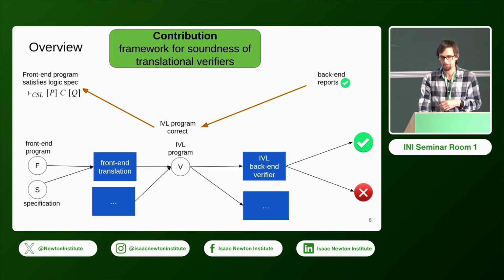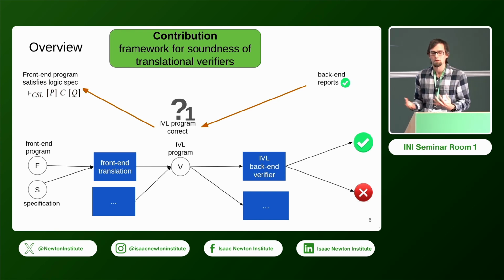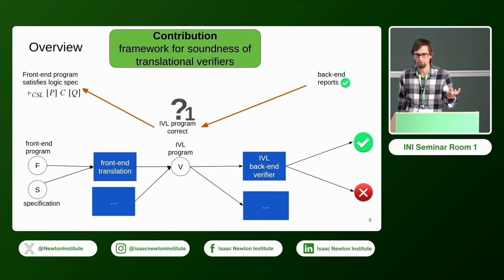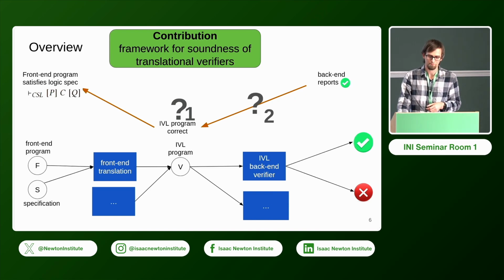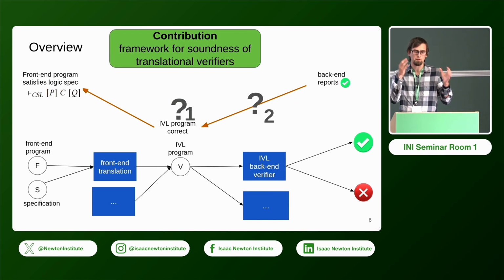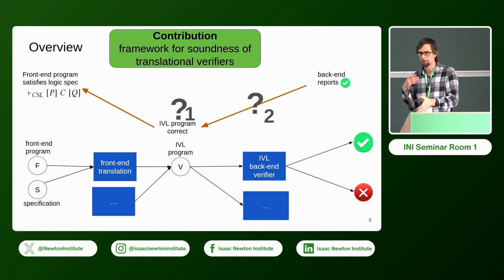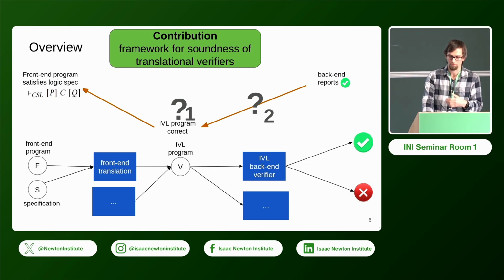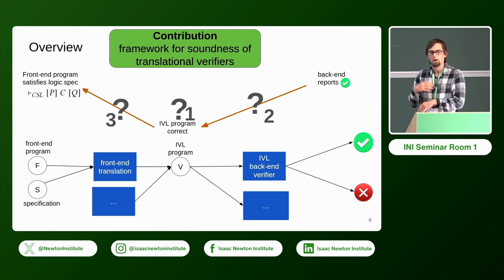But there are still quite a few open questions. First, what does it mean for the IVL program to be correct, or how can we formally model these IVL programs? Second, we need to see how we can connect these IVL programs to the backends. In particular, there might be many different backends with different characteristics that we want to connect to. And finally, how can we obtain a proof in the front-end program logic from the correctness of the IVL program?